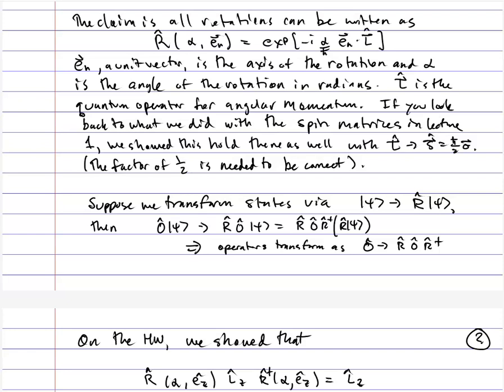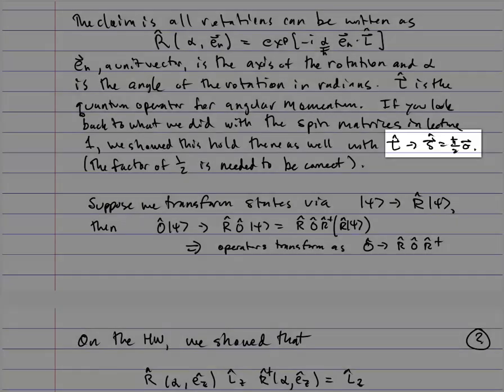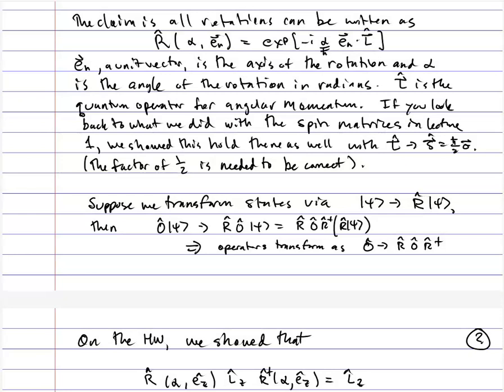Now, if you look back at what we did with spin matrices in Lecture 1, we showed that rotations hold there if we were to replace the L by S equals ħ over 2 σ, and the factor of 2 in that representation where we transform to the Pauli spin matrix notation is very important.